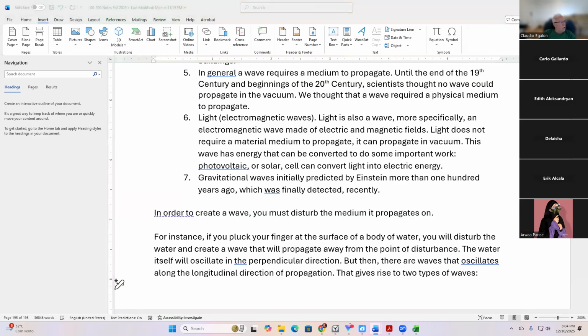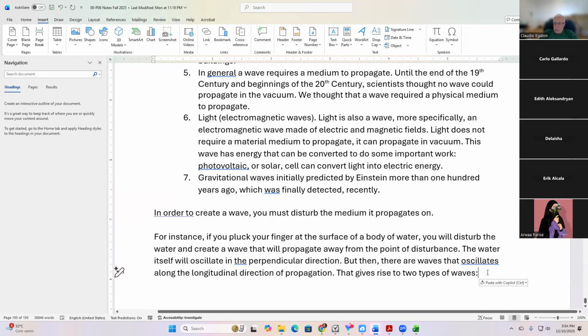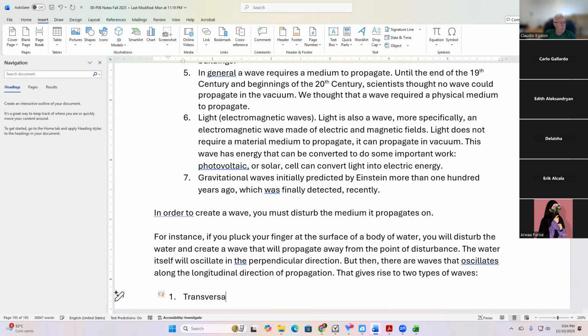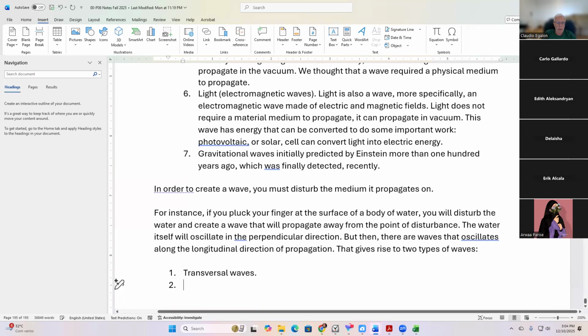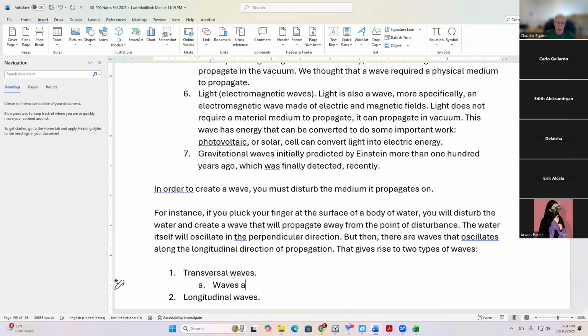What else do you have to know? You have to know there are two types of waves. One, transversal waves, and longitudinal waves. And by transversal wave and longitudinal wave, this is exactly what it means. I'm going to give you an example of a transversal wave: waves along a string.